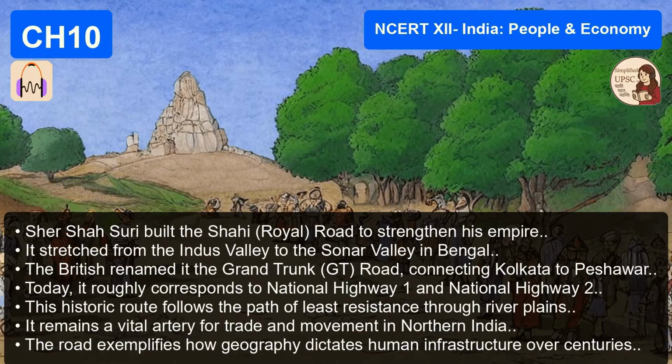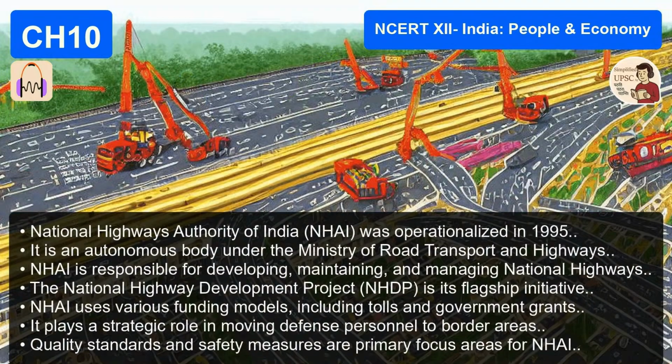No, not at all. The British inherited it. They renamed it the Grand Trunk Road, or GT Road, connecting Calcutta and Peshawar. And here is where it gets really interesting for a geography student. Yeah. If you look at a modern map, that historic route roughly corresponds to National Highway 1 and National Highway 2. So we're literally driving on history.